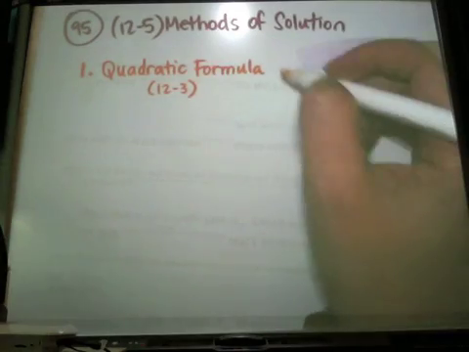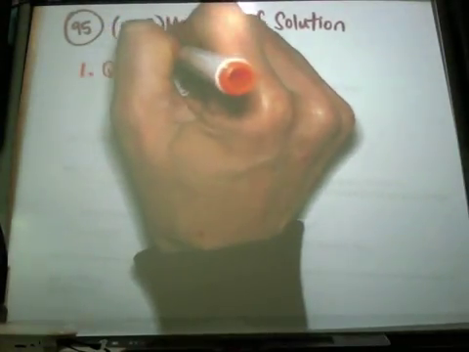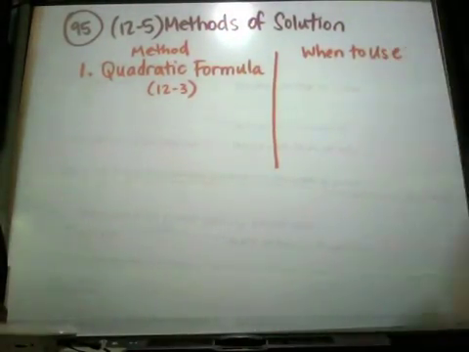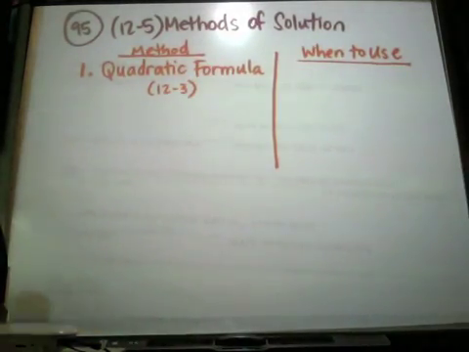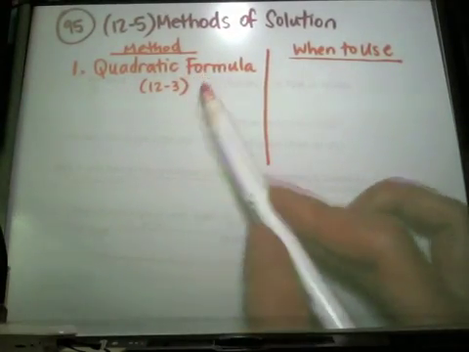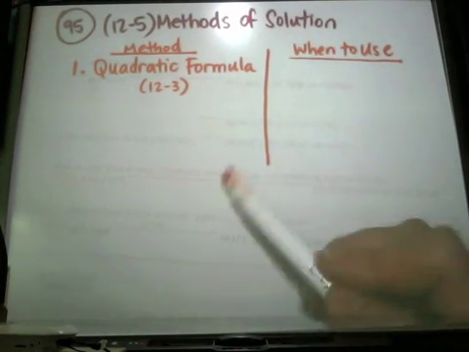Now, here's what we're going to do. On the left side, I'm going to put the method, and on the right side, when to use that method. When would this method be the best? And by the best, I mean it would make the most sense, it would be simple to use, okay? Now, you don't have to use any particular method for any problem. But what this lesson is about is that certain methods are easier in certain situations. If you want to make it easy on yourself, you're going to want to try to follow this.